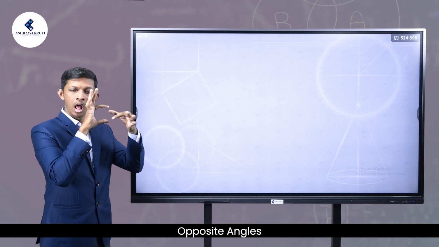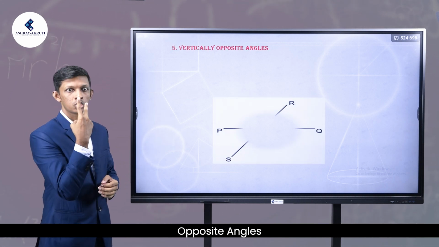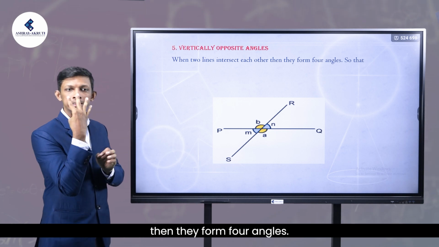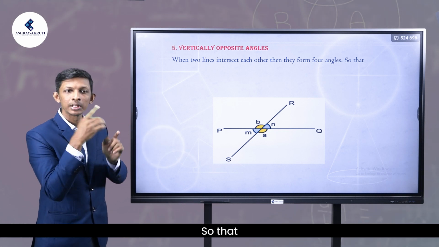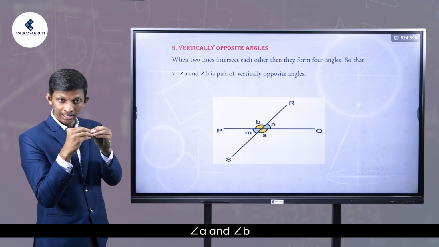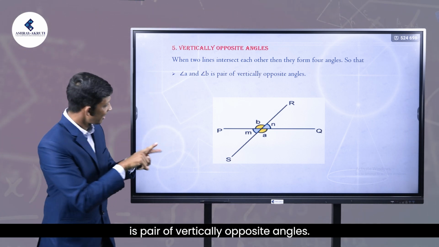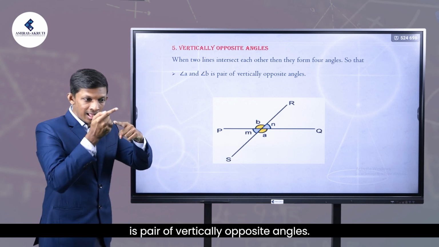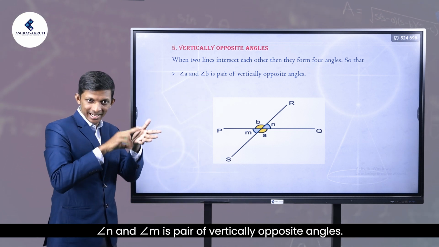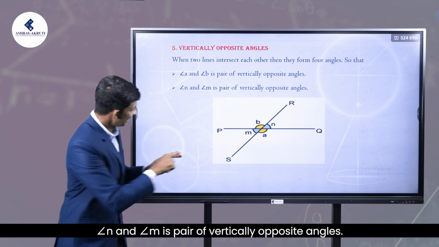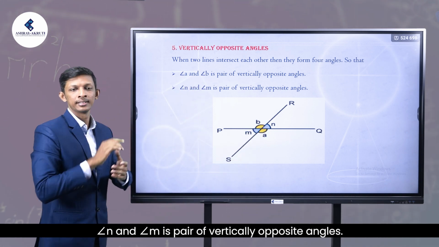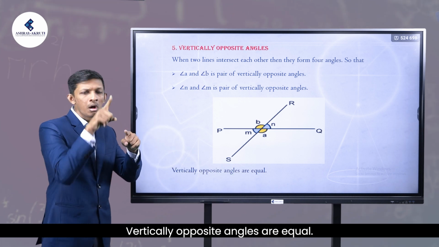Vertically opposite angles. When two lines intersect each other, they form four angles, so that angle A and angle B is a pair of vertically opposite angles. Angle N and angle M is a pair of vertically opposite angles. Vertically opposite angles are equal.